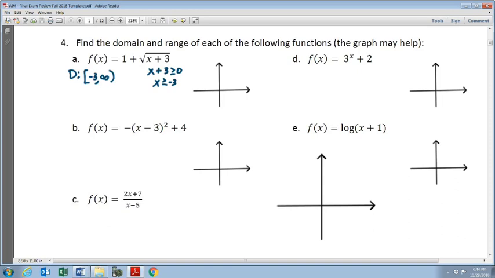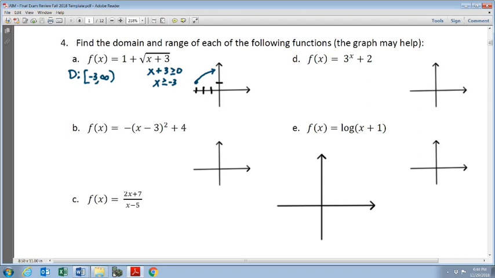Now, to find the range, we normally need to graph a function. So in this case, this is the square root function, which we call the parent function. It normally looks like this. But we've got that plus 1, or the positive 1 here. And so that's going to move things up 1. And we got this plus 3 inside the radical, which will cause a horizontal shift left 3. And so let me go ahead and erase these here. Our graph ends up looking like that.